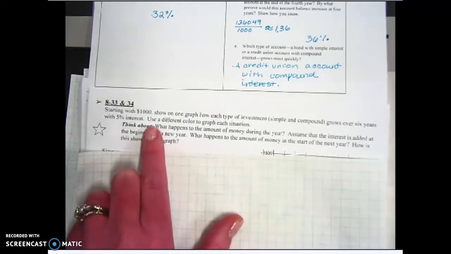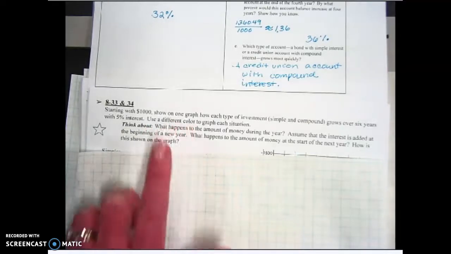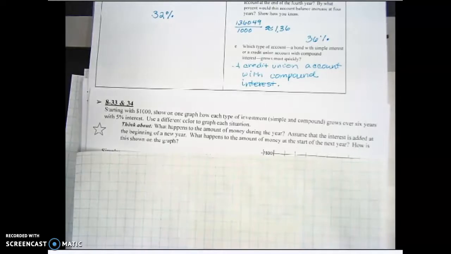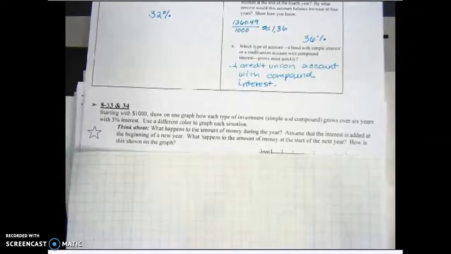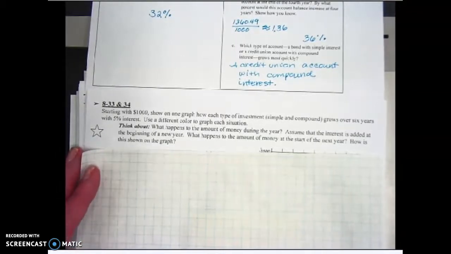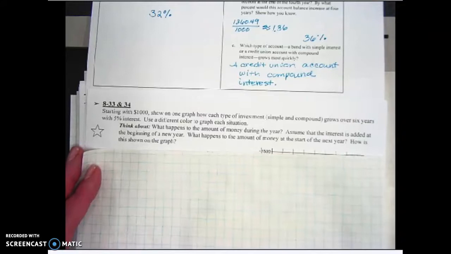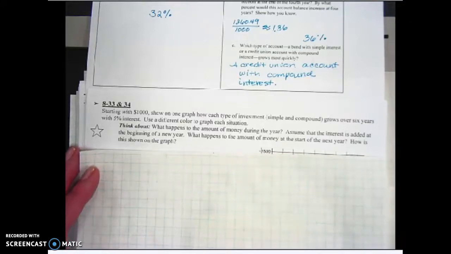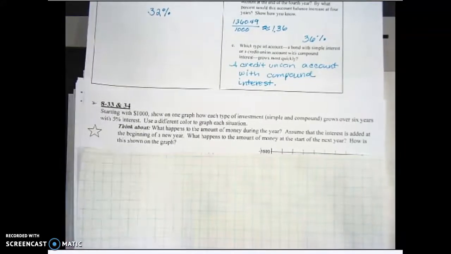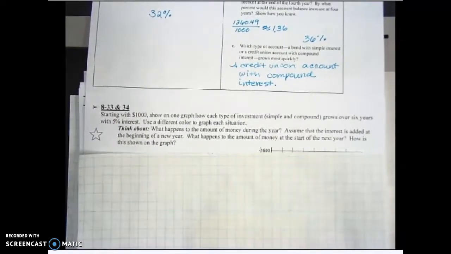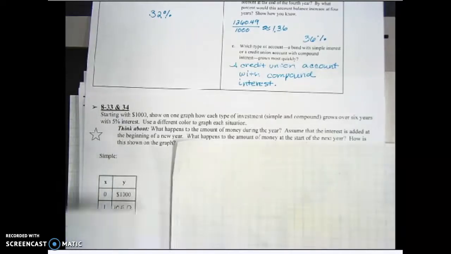All right, if you have two different colors to use, perhaps a pencil and a black or a blue pen, that would be helpful. If not, it's not a big deal, because we're going to graph the situations. All right, so here's what they want us to think about. What happens to the amount of money during the year? Assume that the interest is added at the beginning of a new year. What happens to the amount of money at the start of the next year? How is this shown in the graph? So we're going to look at that in just a second.